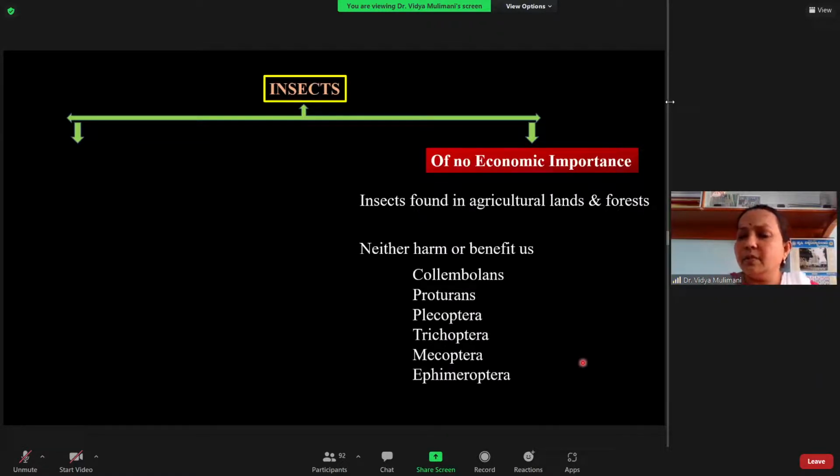Some of the examples you can see here. The Collembolans you have studied in the last course, that is springtails, which is an apterygote insect, and which we do not consider a true insect. Collembolans, proturans. Proturans are the best example where the insect is not having an antenna. The next example is the Plecoptera, a stonefly, where the larva is in the water. Trichoptera, that is a caddisfly, again where the larva is in the water.